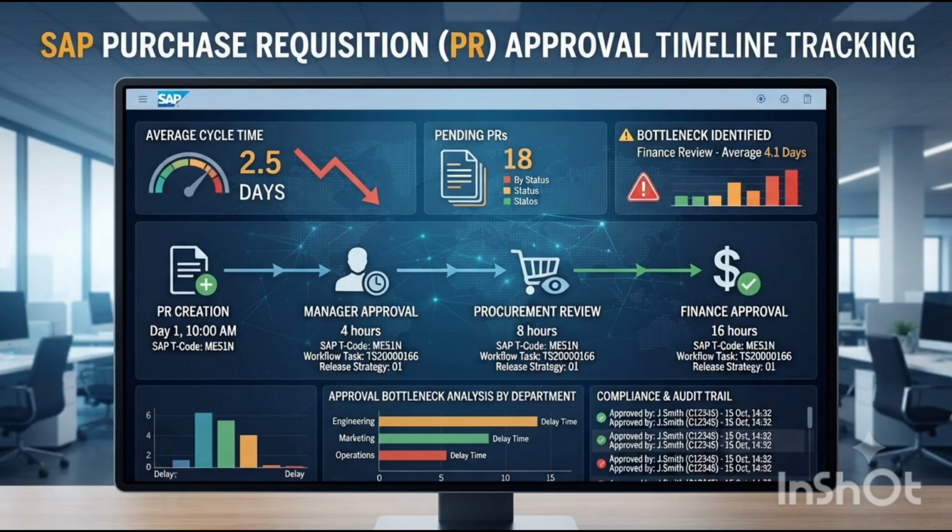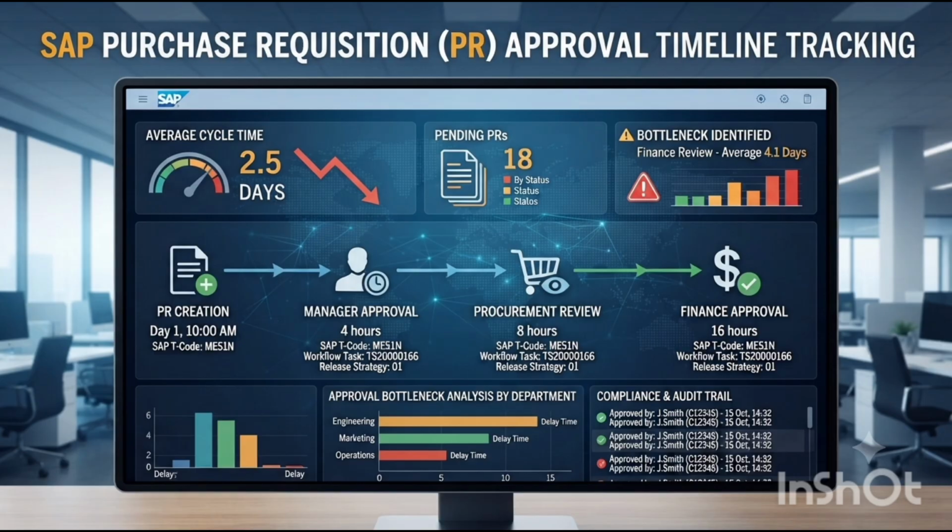Welcome to our comprehensive guide on tracking purchase requisition or PR approval timelines in SAP Materials Management. Efficiently monitoring how long PRs take to get approval is essential for maintaining supply chain velocity, reducing cycle times, and satisfying critical audit and compliance requirements. On your screen, you can see a breakdown of our core objective: identifying bottlenecks, maintaining an immutable audit trail of who approved what and when, and generating precise cycle time reports.